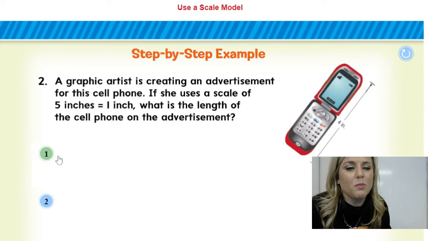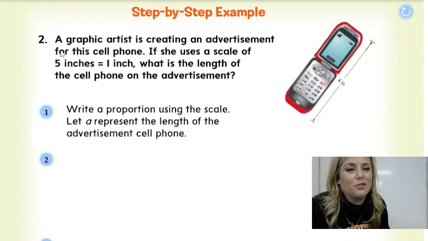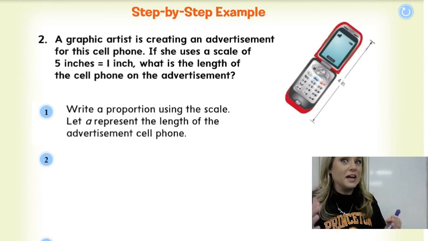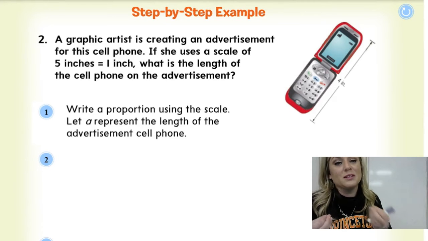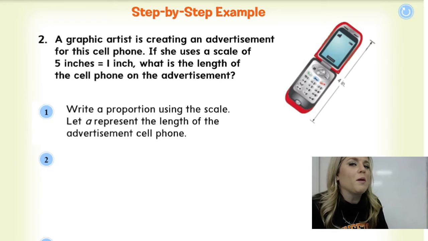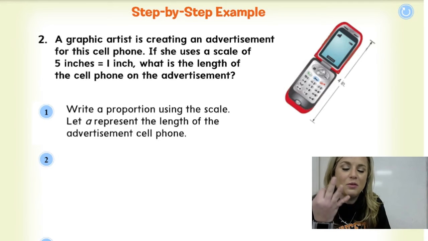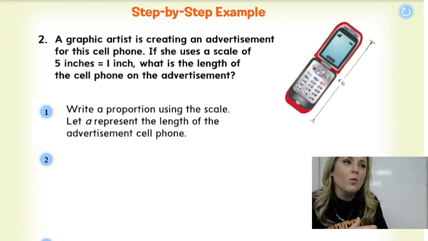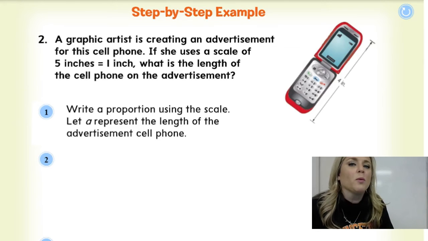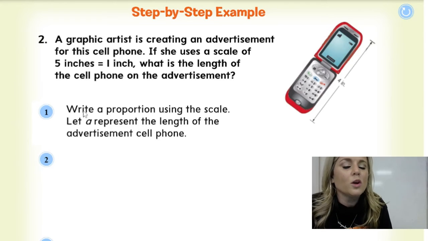So we're going to set up a proportion for sure. You've got 3 numbers: 5, 1, and 4. I'm not going to tell you this every time, but 90% of the time, when you have 3 numbers, it's going to be a proportion, or you can solve it as a proportion. I think y'all remember when I had you in 3rd grade, when we had 3 numbers, that was going to be a 2-step problem. Now we're graduating, where if you have 3 numbers, more than likely it will be a proportional problem. So we're going to write a proportion using the scale, and let A represent the length of the advertisement cell phone.